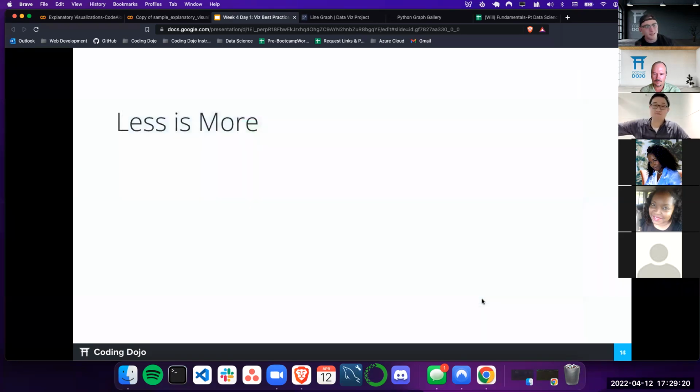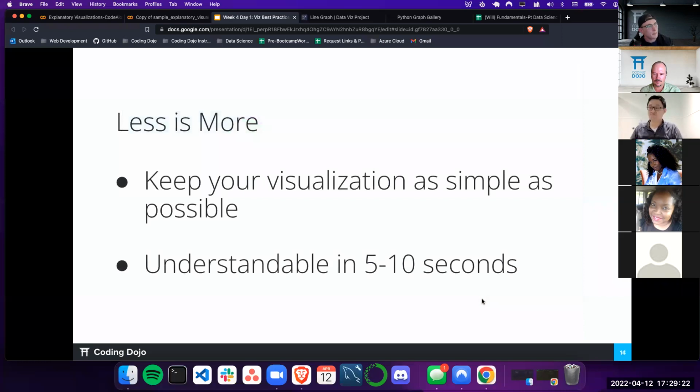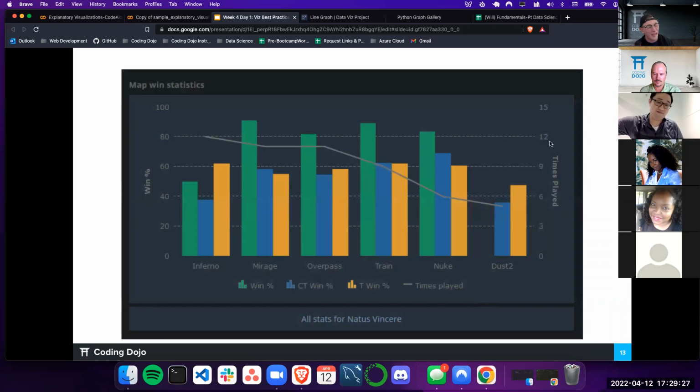I think this is a great example that sometimes less is more, right? Keeping your visualization as simple as possible can be really key. Having this times played, this win percentage, all of these different win, CT win, T win, times played, there's just too much going on, right? Keep this simple. What are we trying to accomplish? This would be a great one if you were to give me this, say, what is the goal? What are we trying to do here? Are we trying to show the win percentage per map? Okay, cool, let's do that. Or how win percentage changes with times played would be a great correlation, right?